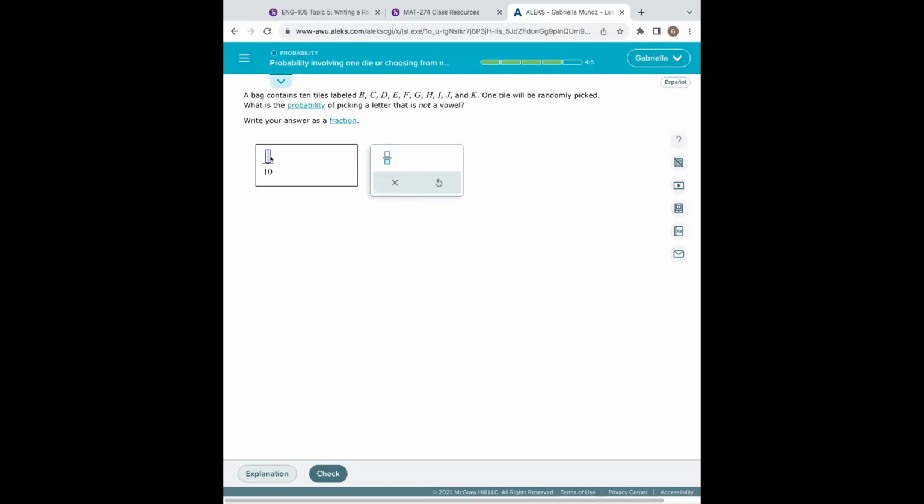Okay, now we want the letters not a vowel. So you're going to count them, or you could count how many vowels there are. How many vowels do you see? I see 2, E and I. Yeah, 2. So there are 8 that are not a vowel. So 8 over 10, but you can reduce that. You can divide the top and bottom by 2. So what does that become?